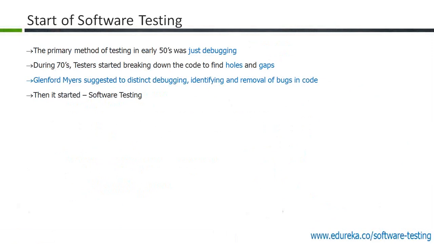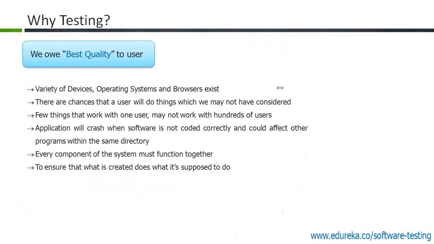You understood? Prior to that, in the 50s and 70s, it was the developer who used to break the code, get into the system to see why it was not working, what was happening, and do some root cause analysis. Only when this guy came and made a very distinct statement: debugging, identifying and removal of bugs in code can be done by the developers, and let's form a team where testers can do testing.